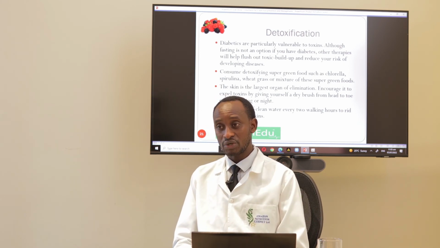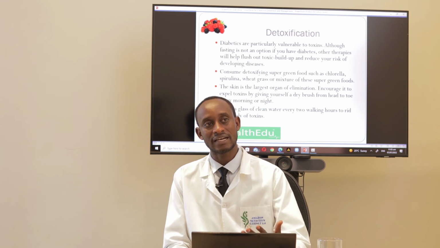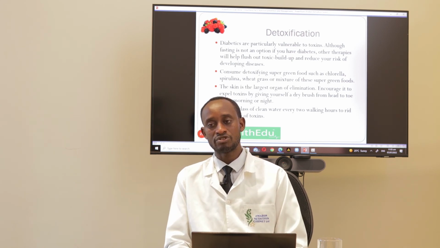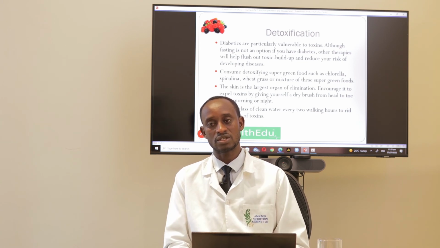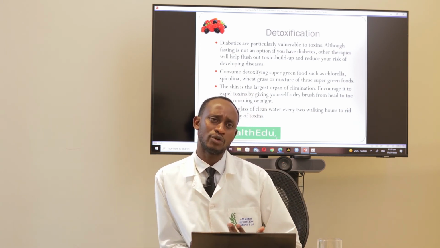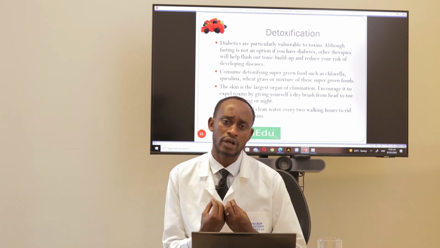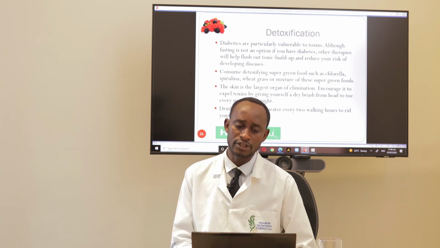Skin is also a large organ. It is a very huge organ of the body and can detoxify the body. Do exercise regularly. When you do exercise, you sweat. As you are sweating, some of the toxins go out. So it is really a lifestyle modification strategy that will help the person to manage and prevent diabetes.